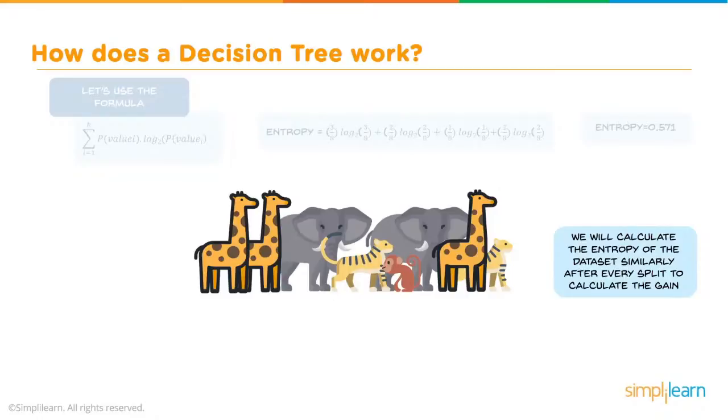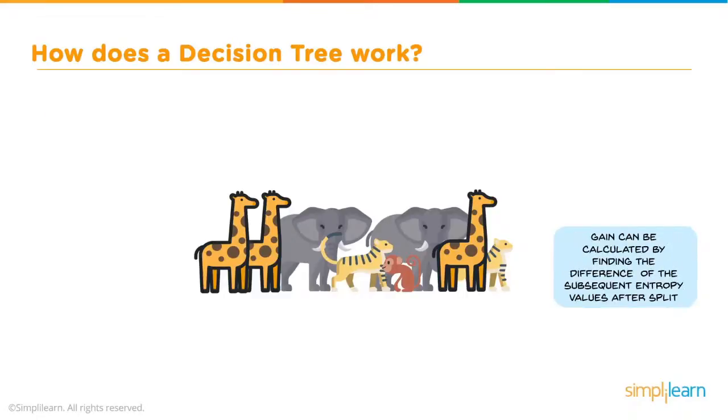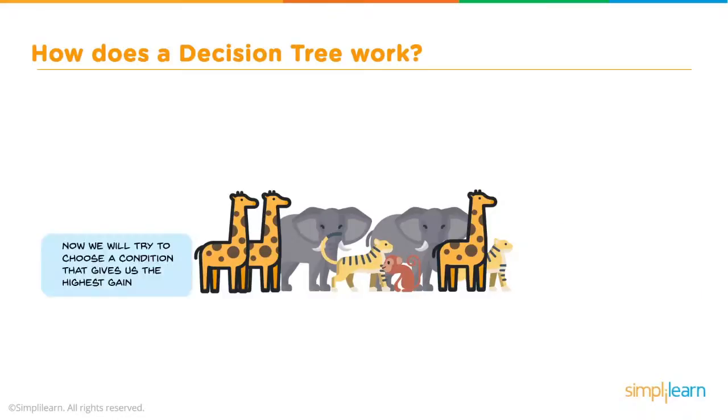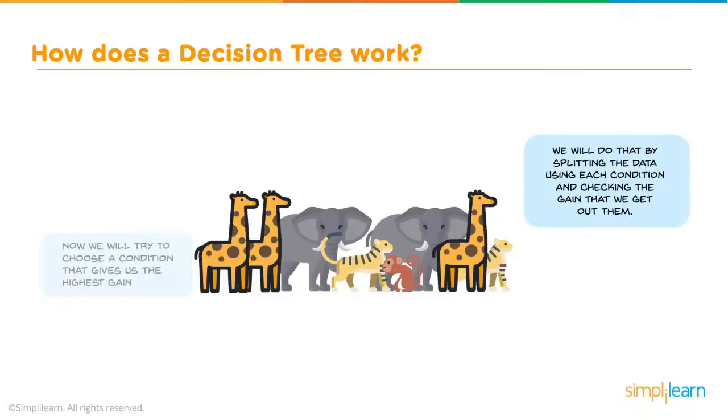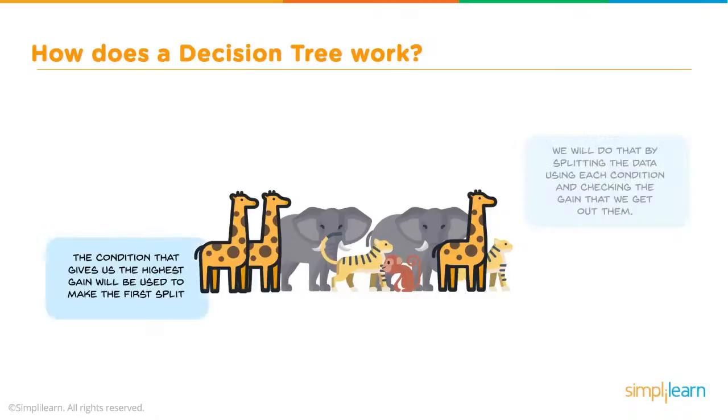Now we're not going to go through each set one at a time to see what those numbers are. We just want you to be aware that this is the mathematics behind it. Gain can be calculated by finding the difference of the subsequent entropy values after a split. Now we will try to choose a condition that gives us the highest gain. We will do that by splitting the data using each condition and checking the gain we get out of them. The condition that gives us the highest gain will be used to make the first split.